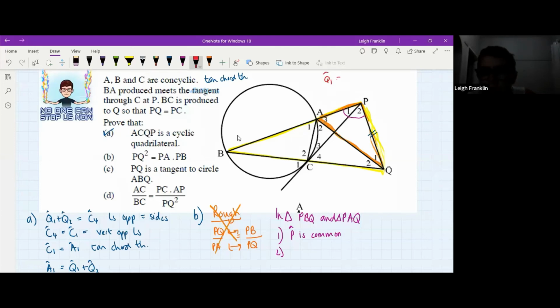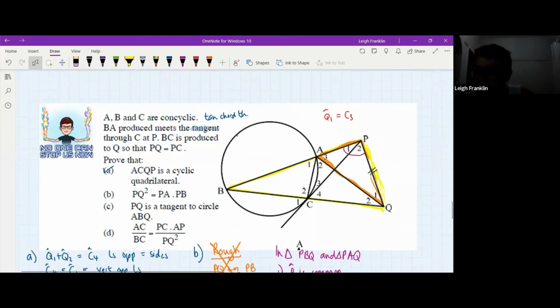Q1 would be equal to C3, because remember this is cyclic. Does that make sense to everybody? Because they're angles in the same segment. I'm just doing a little bit of rough work here. Okay, so Q1 and C3 are equal to one another.